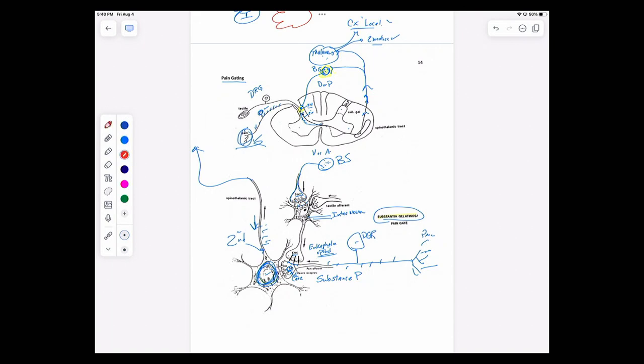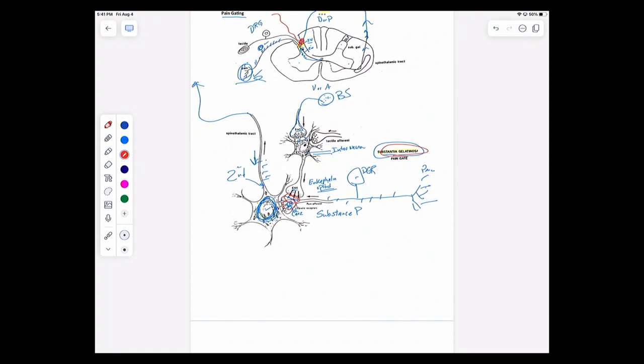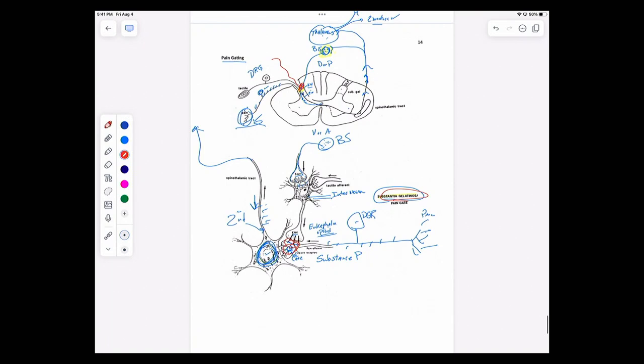You can run a little cannula in here and then start releasing morphine onto that little area in the substantia gelatinosa. That morphine will then bind to these opioid receptors and will really do a nice job of putting the brakes on that substance P being released. So this is kind of one of the ways that an opioid like morphine could work if it's localized. Okay, there is another way that we can have pain gating, and this is super cool.